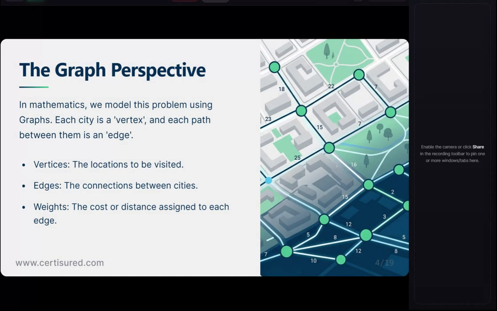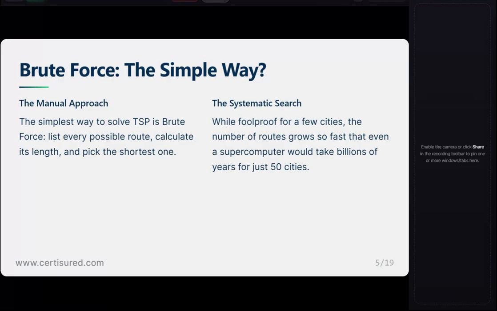To solve this mathematically, we look at it through the lens of graph theory. We represent each city as a vertex. Those are the dots on the map. The roads or paths between them are edges. Finally, we assign a weight to each edge, which represents the distance, time, or cost of traveling between those two specific cities.